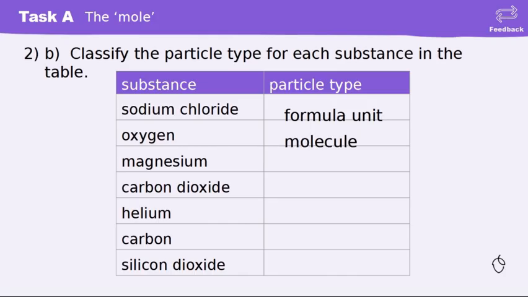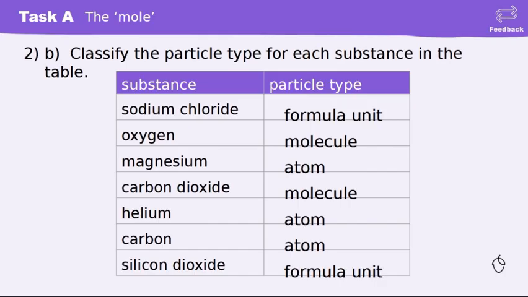And for magnesium, it's an atom. And for carbon dioxide, it's a molecule. And for helium, it's an atom. And carbon also is an atom. And silicon dioxide is a molecule, or formula unit, I should say. Okay, so if you got all those correct, then well done.